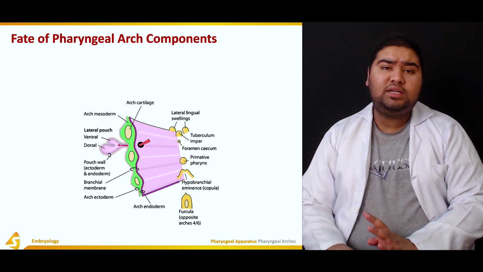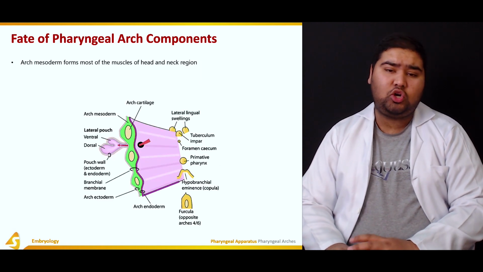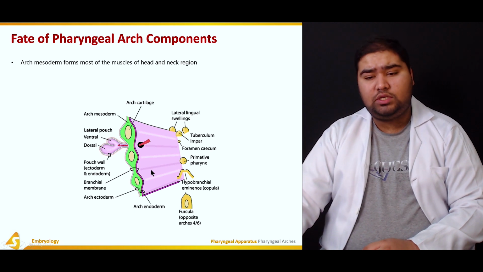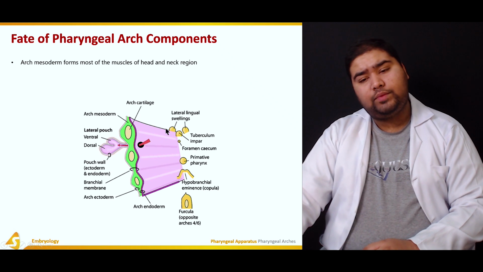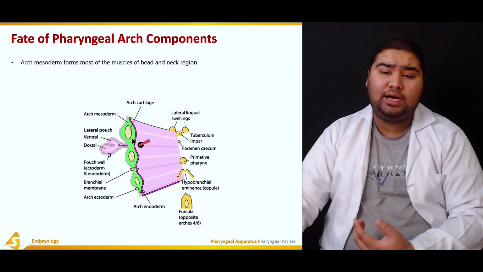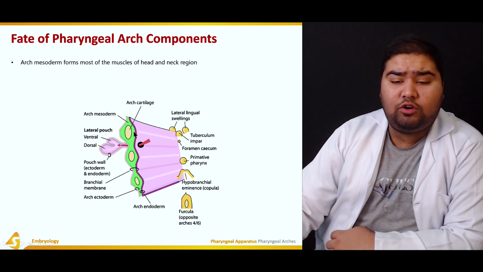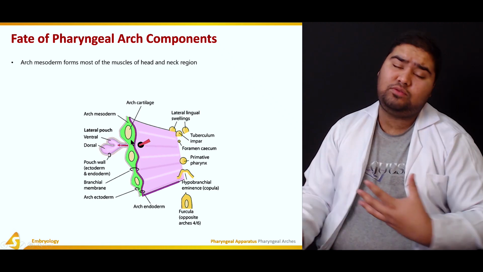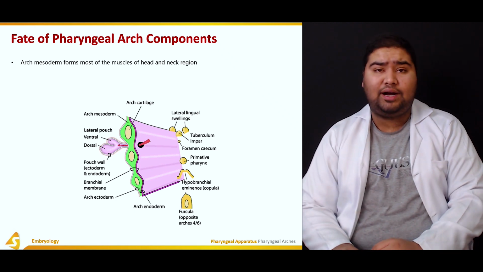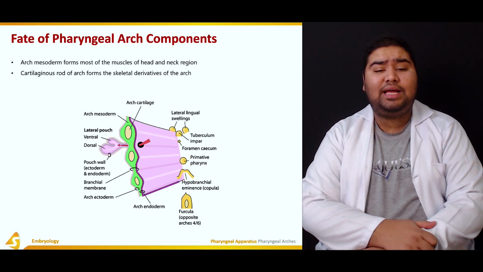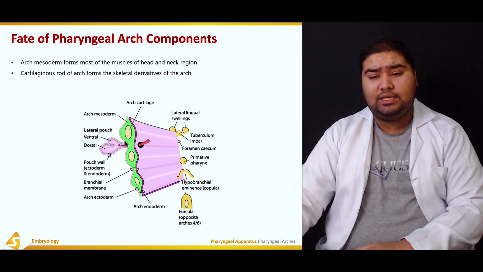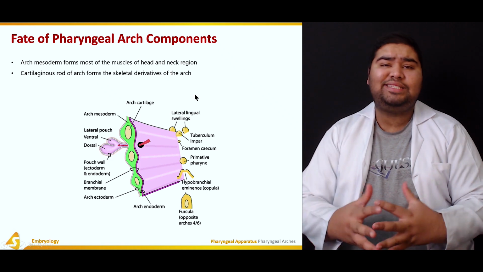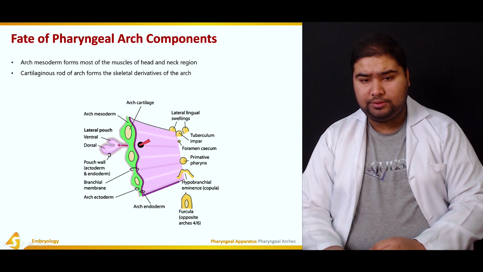Moving on, what is the fate of these pharyngeal arch components? The arch mesoderm, this mesoderm in green. This is the ventral wall, and this is the lateral wall. This arch mesoderm forms the muscles of the head and neck region. The cartilaginous rod of the arch, this in yellow, forms the skeletal derivatives of the arch.